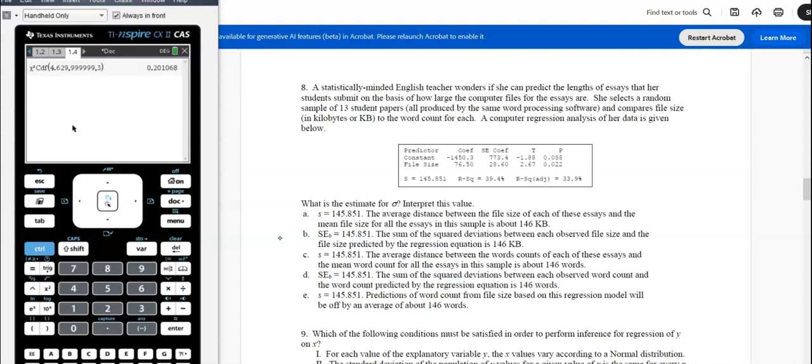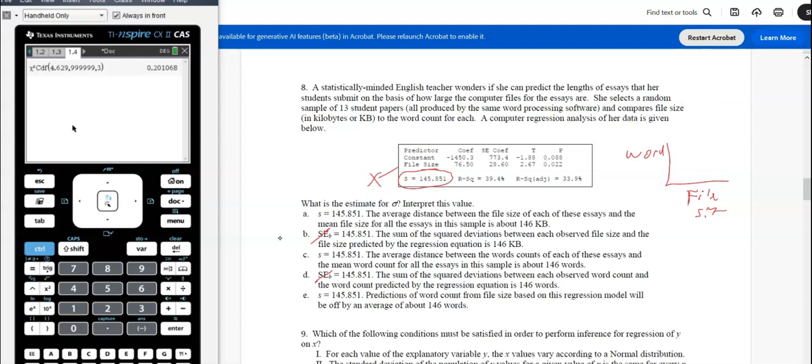So file size is your X here, file size. And I guess this is like word count here. I just like to think about that. So X is always that guy. Okay, what's the estimate for the standard deviation? So standard deviation is this guy, right? So 145, so not standard error, 145, so it's one of those guys, right?